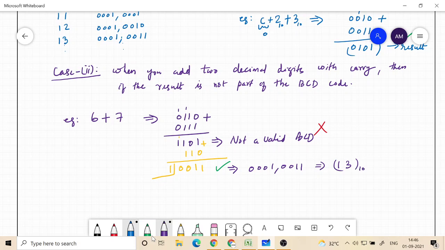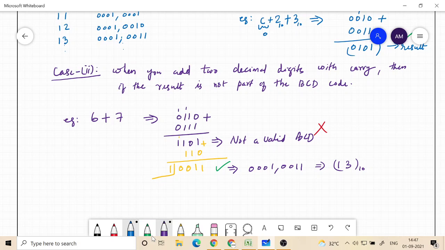1 means 0001. So you got a carry. If you want, you can append it with zeros on the left. And then you have 0011. 0011 is basically the code for 3. So this now we have corrected.